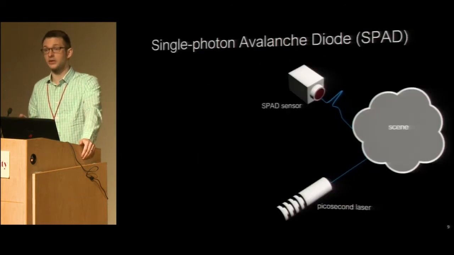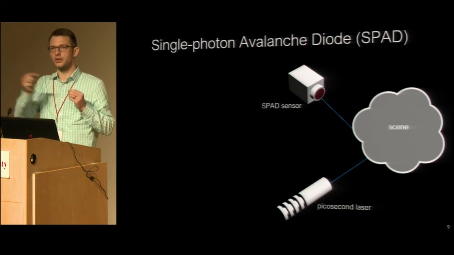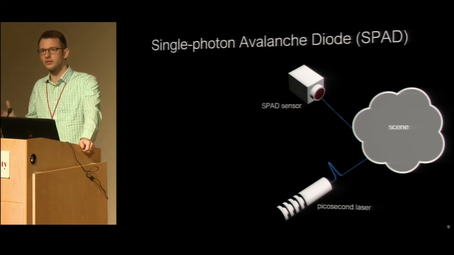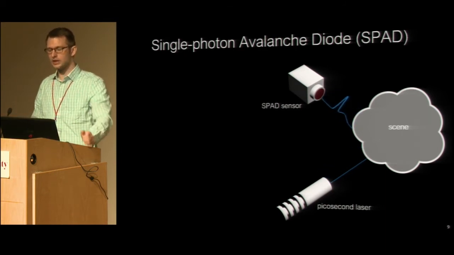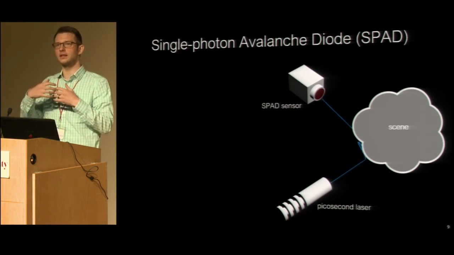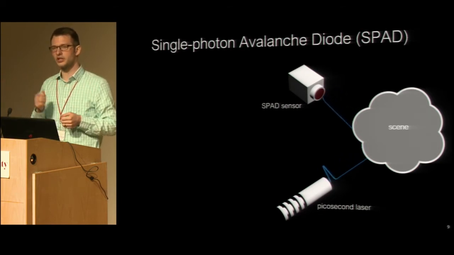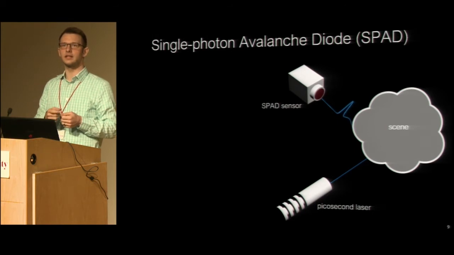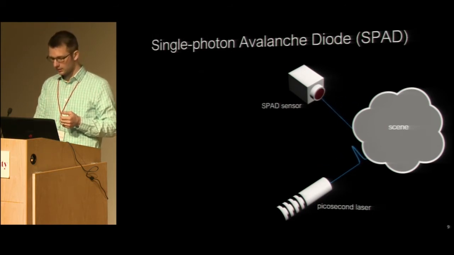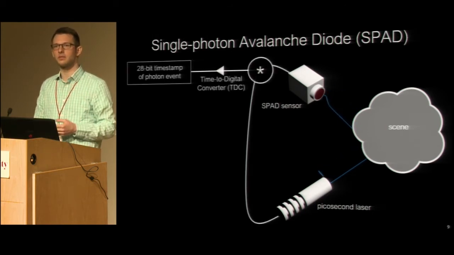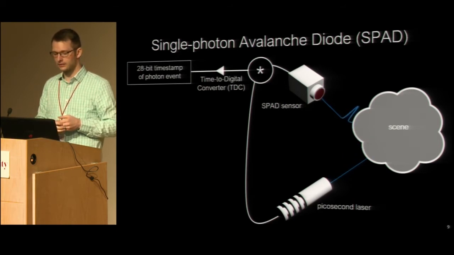We take a picosecond laser, which sends very short pulses of light into the scene, millions of times every second, and each pulse will scatter off the scene and send some light to our detector. And for each pulse, our detector has a chance at detecting a single photon event, and when that happens, it generates a timestamp which gives the time of flight of the detected photon.